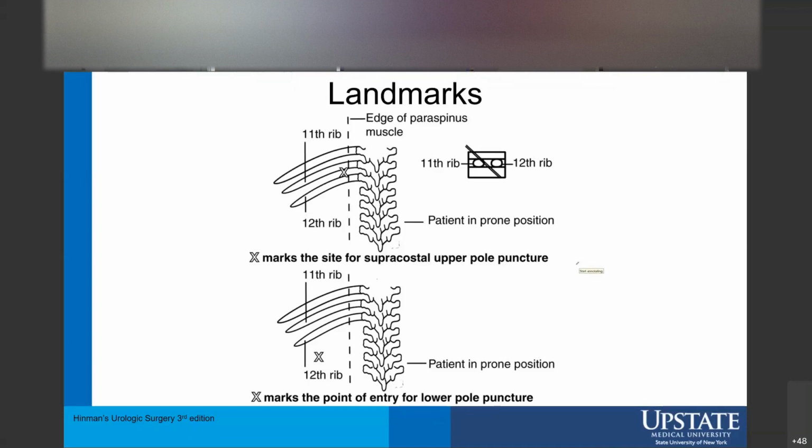So, moving forward, I don't know how to get this annotation thing off. Hang on.